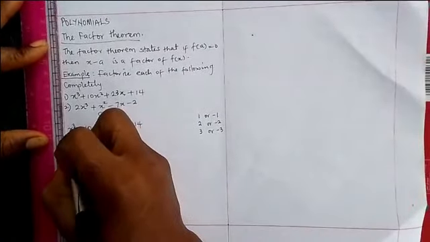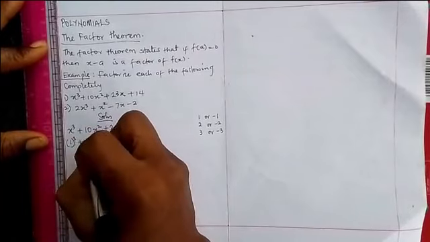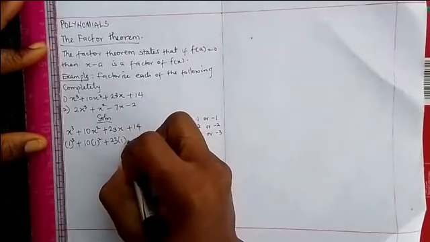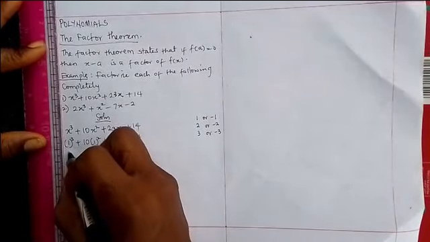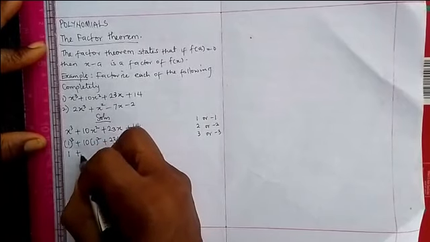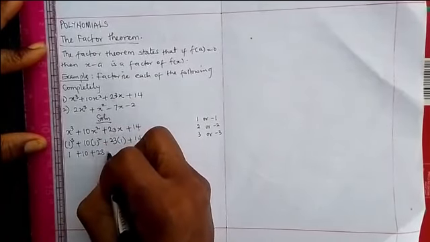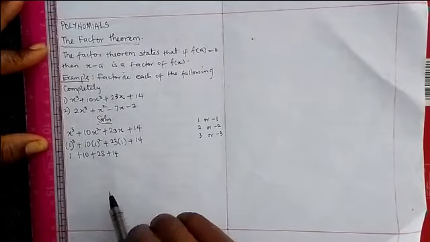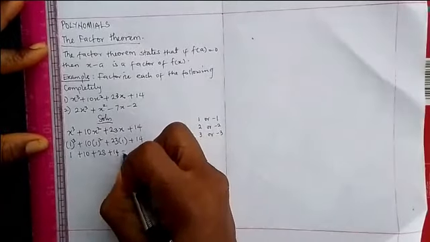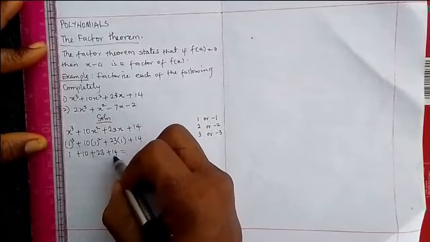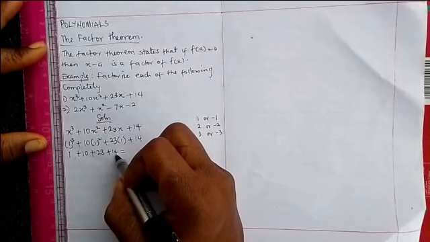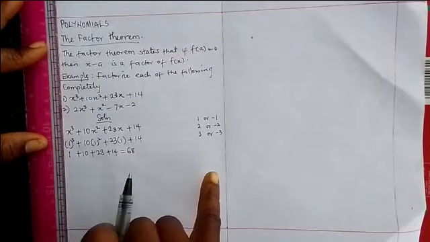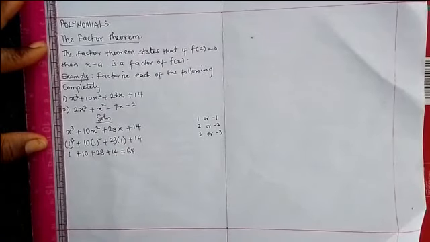So let's use 1. 1 raised to the power of 3 plus 10 times 1 raised to the power of 2 plus 23 times 1 plus 14. 1 raised to the power of 3 is 1, plus 10 plus 23 plus 14. I'll add up everything. It will give me 68.